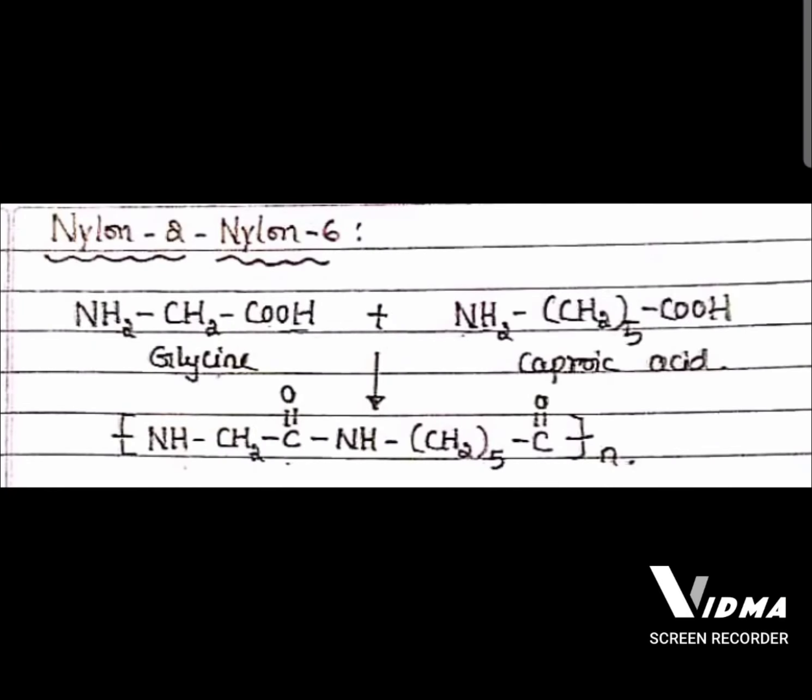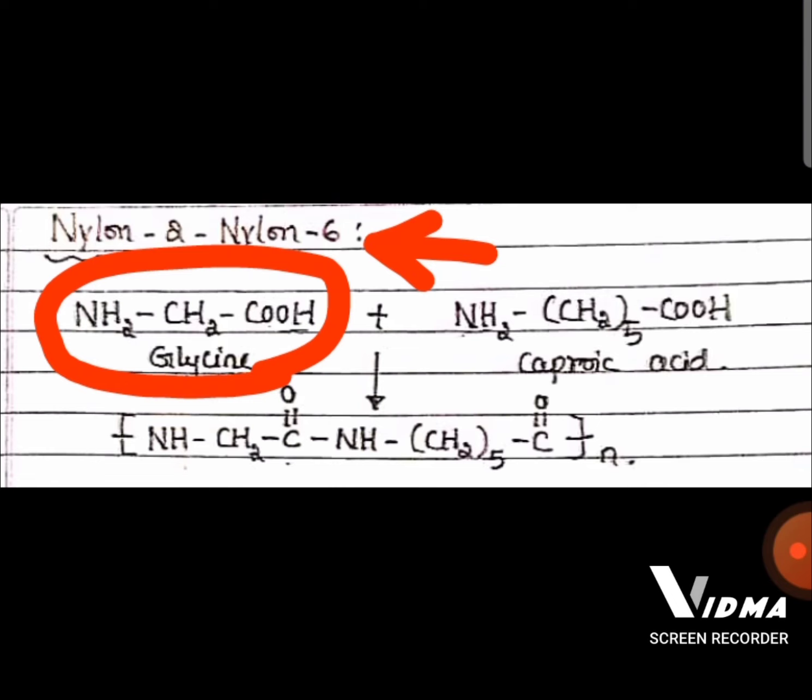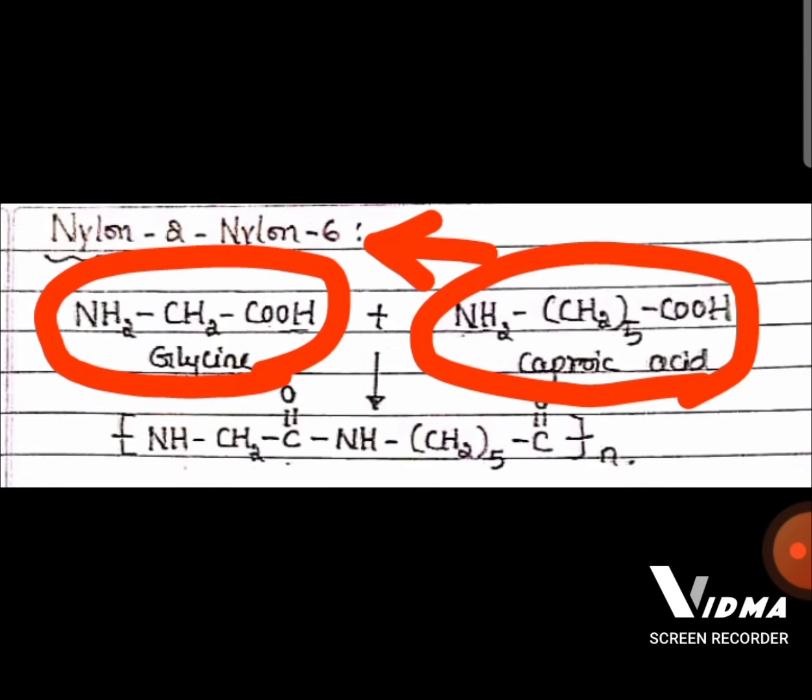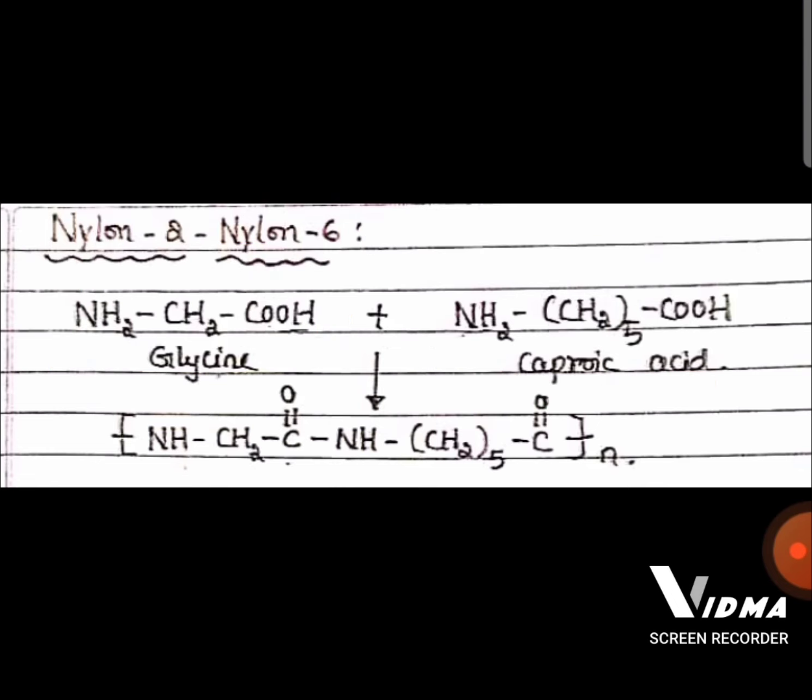PHBV. And the last biodegradable polymer in our syllabus is nylon 2, nylon 6. Nylon 2 means glycine, 2 carbon glycine, and nylon 6 is 6 carbon caproic acid. Here, between the amino group of one monomer and the carboxylic group of another monomer, there is a release of water and formation of an amide bond, forming a biodegradable polymer called nylon 2, nylon 6.